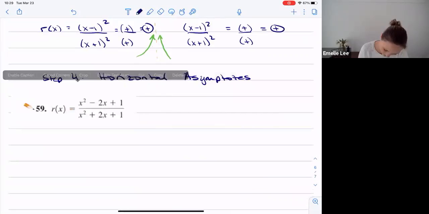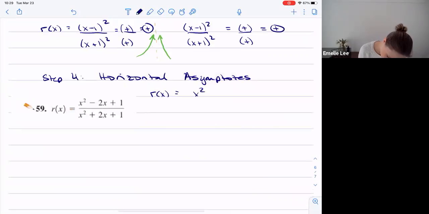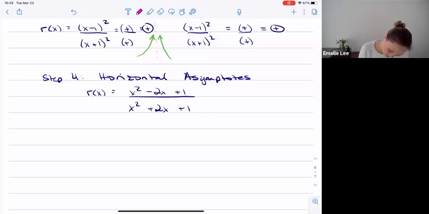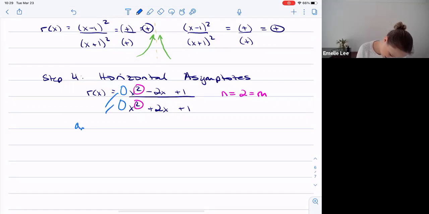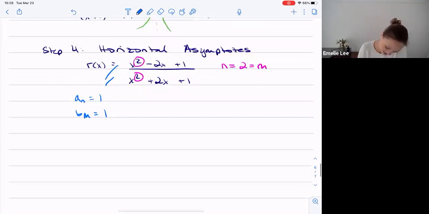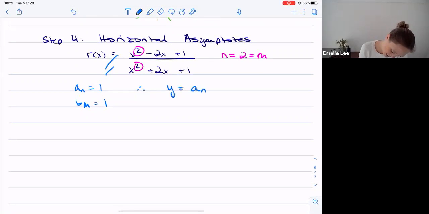Mostly so I can just write it out again here. R of x equals x squared minus 2x plus 1 over x squared plus 2x plus 1. Now I can remove that, bump it over. So I've got n equals 2 equals m. Right, so I have the same degree, and I have an equals 1, and well, these look like zeros, I guess. And bm equals 1. Therefore, y equals an over bm is 1 over 1, which is 1, is a horizontal asymptote.